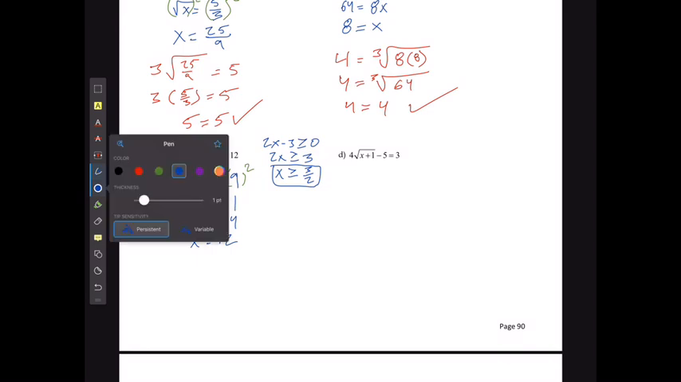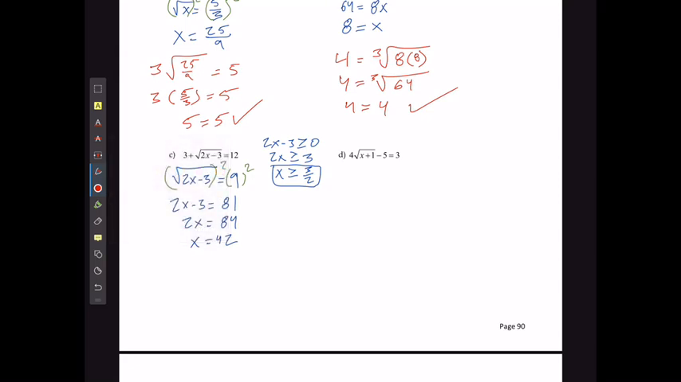Then I'm going to verify that this works. So I'm going to state that if I have 3 plus the square root of 2 times 42 minus 3 is equal to 12, then 3 plus the square root of 84 minus 3 is equal to 12, 3 plus the square root of 81 is equal to 12, or 3 plus 9 is equal to 12, and 12 does in fact equal 12. And I can see that it works.